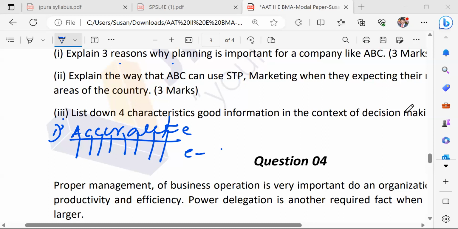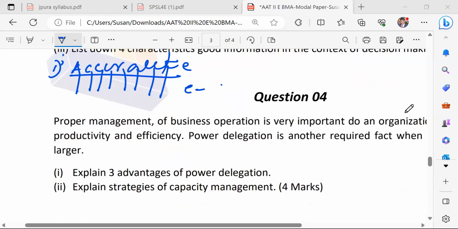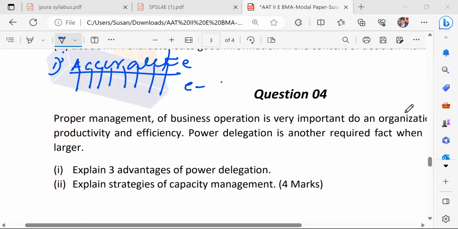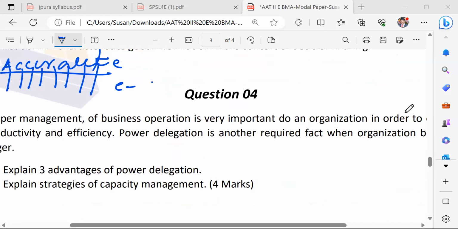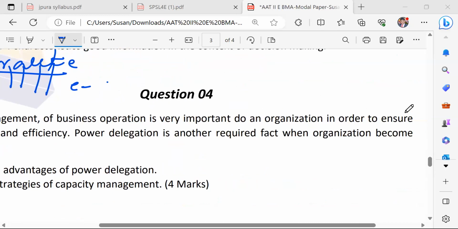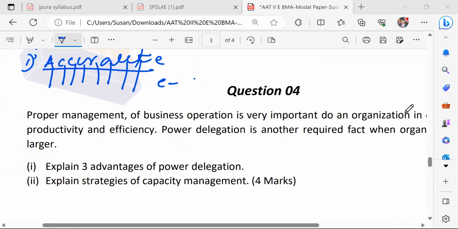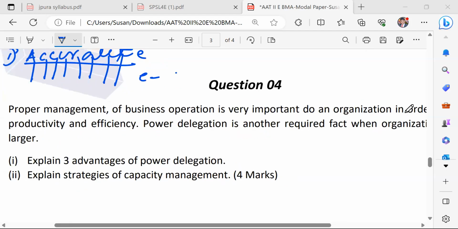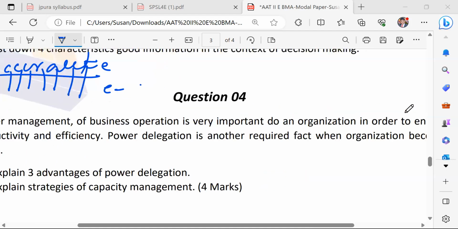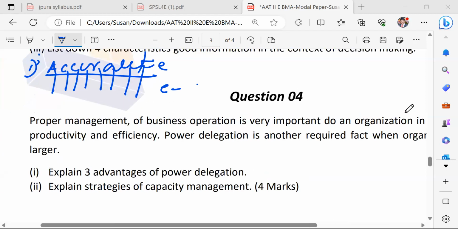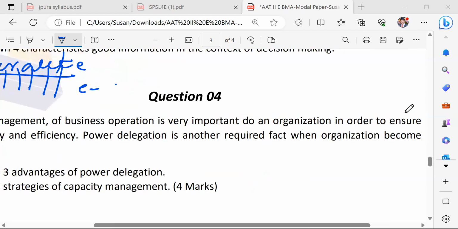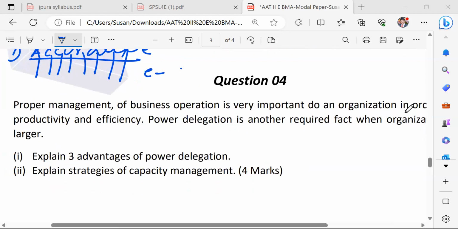If so, we'll go to the next question. Question number 4. Proper management of business operation is very important for an organization in order to ensure productivity and efficiency. Power delegation is another required factor when an organization becomes larger. Explain 3 advantages of power delegation. Right?